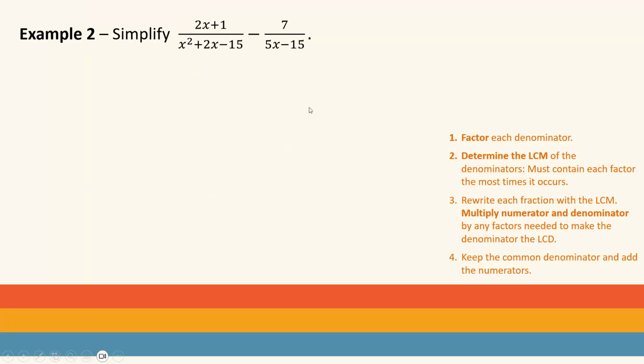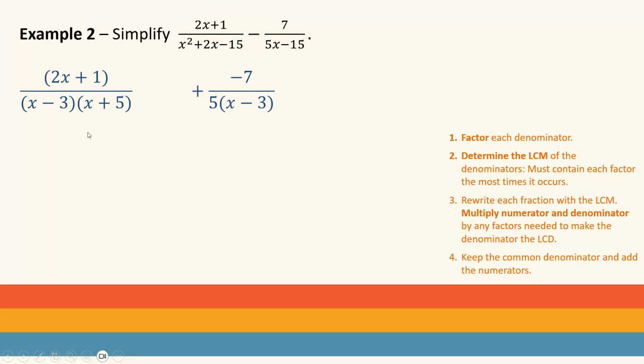For example 2, first step is to factor each denominator. So the first denominator is a quadratic trinomial. The leading coefficient is 1. So to factor it, I'm going to think about what multiplies to negative 15 and adds to 2, which would be positive 5 and minus 3. So that factors into x minus 3, x plus 5. And then there's only 2 terms here. Their greatest common factor is a 5, so I factor out the 5.